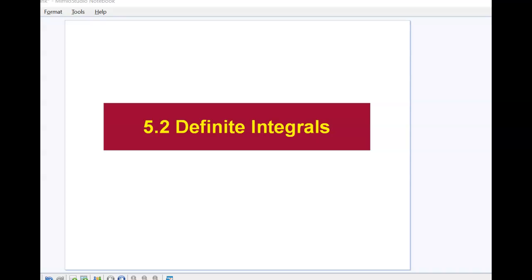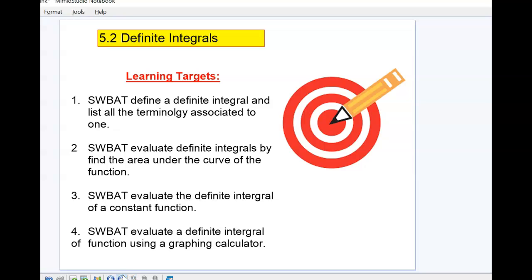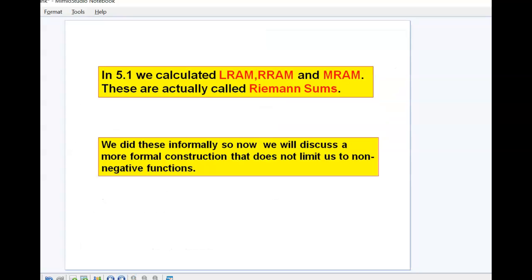In section 5.2, we're going to study definite integrals. In 5.1, we calculated left ram, right ram, and mid ram rectangle approximations, and these were actually called Riemann sums. We did this very informally, so we're going to discuss a more formal construction of these areas, and we're not going to limit ourselves just to functions that are non-negative.